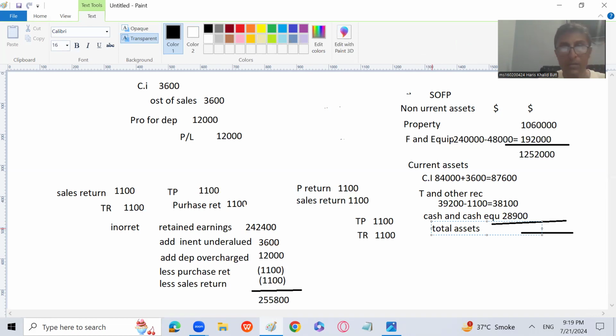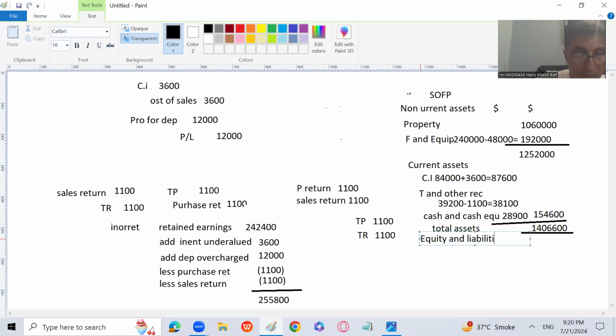So 87,600 that is 154,600. Total will be 154,600. And the total assets are, I'm going to write the total assets. That is going to be 140,660. Right? Now comes equity and liabilities.